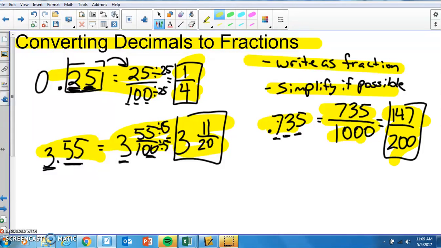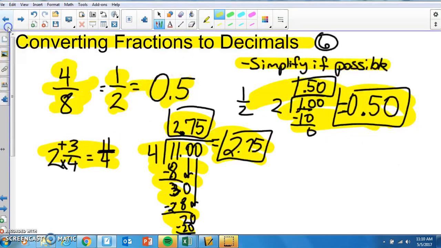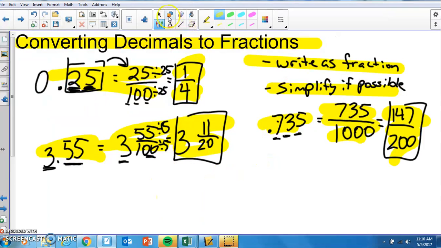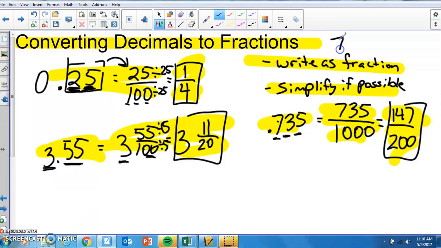So that is how we convert decimals to fractions. Okay? A while ago, when we went to the previous screen, that gave us our 6th thing. So this right here is going to be our 7th thing. So this would be 7.